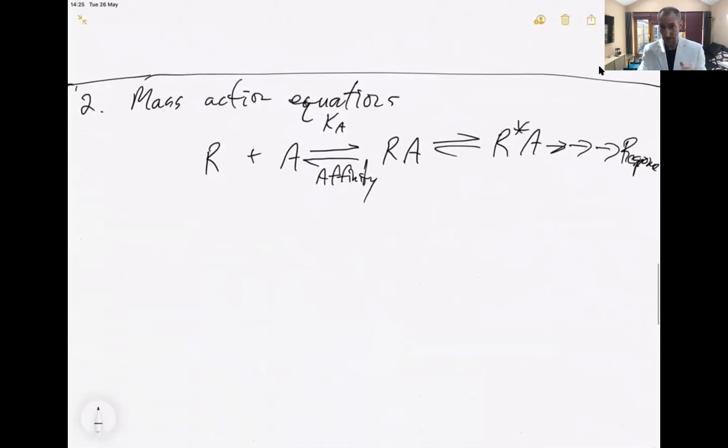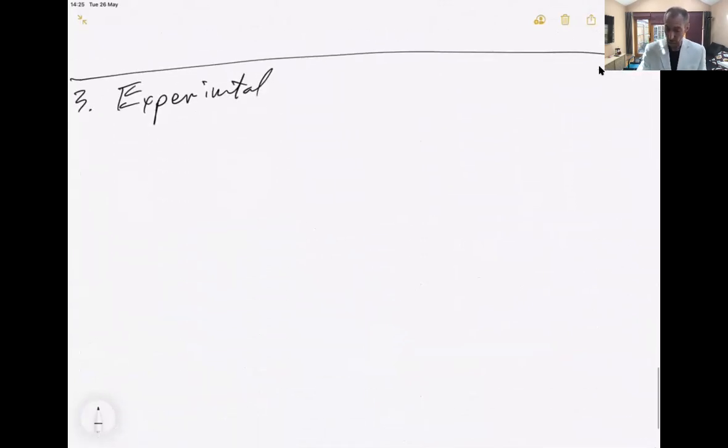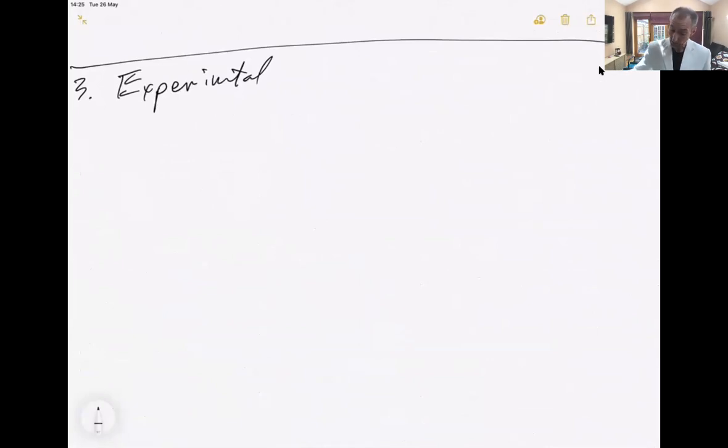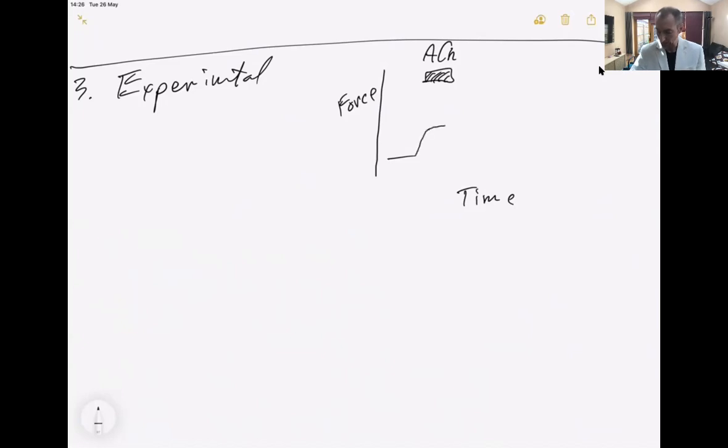So we went through some of our mass action equations. Now let's go to the experimental. And what we'll look at is a couple things, but let's say that we have force here, and this is time. So we'll have a certain force, then we can apply acetylcholine for the time of this little open bar. What's going to happen to force? If we were doing this interactive, we'd talk about this. What's going to happen is it's going to go up and stay up, and then when we wash it out, it will come down. So how do we actually do this?